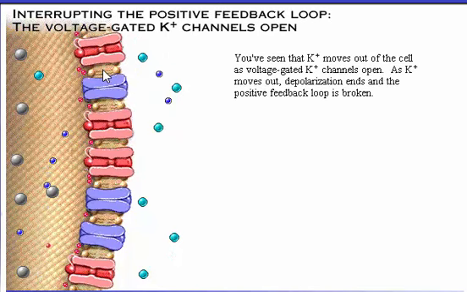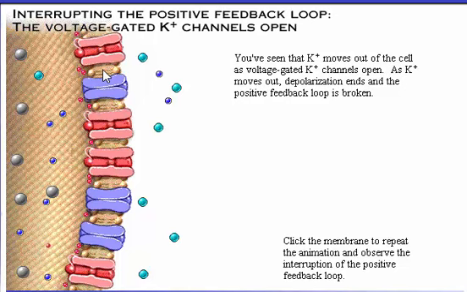You've seen that potassium moves out of the cell as voltage-gated potassium channels open. As potassium moves out, depolarization ends and the positive feedback loop is broken. Click the membrane to repeat the animation and observe the interruption of the positive feedback loop.